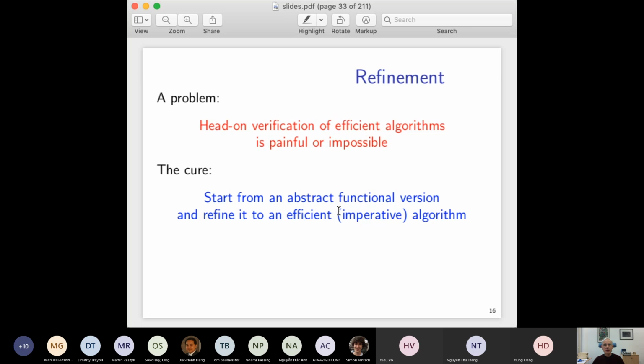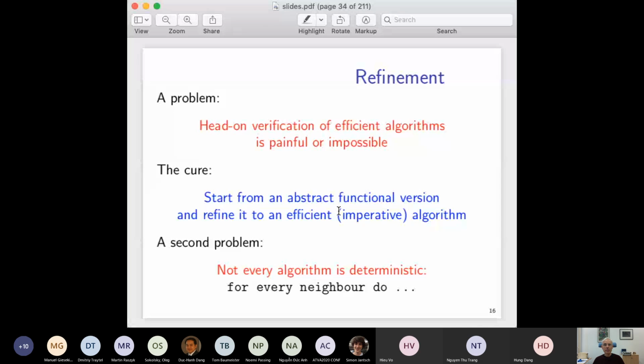So what you need is to start with some abstract, typically functional version, and you refine it to an efficient imperative version. Then the pain of doing it in a theorem prover becomes much more manageable. A second problem in this refinement is that not every algorithm is deterministic. Of course, your machine, you want to refine it down.